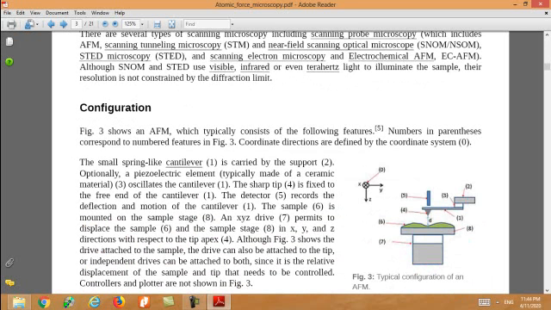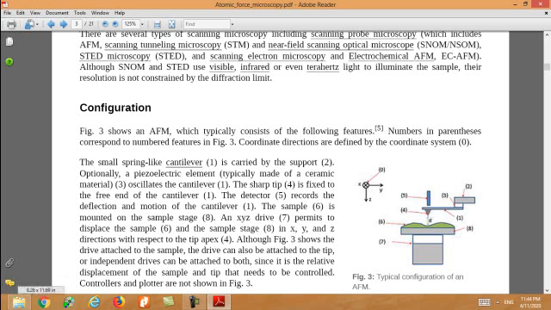Configuration, or the composition of the instrument. The AFM typically consists of three features. Number 1, a small spring-like cantilever carried by the support. Number 2, optionally a piezoelectric element, made of ceramic or polymer material. Number 3, it oscillates the cantilever. The sharp tip, that is the probe, is fixed to the free end of the cantilever, and the detector records the reflection and motion of the cantilever.